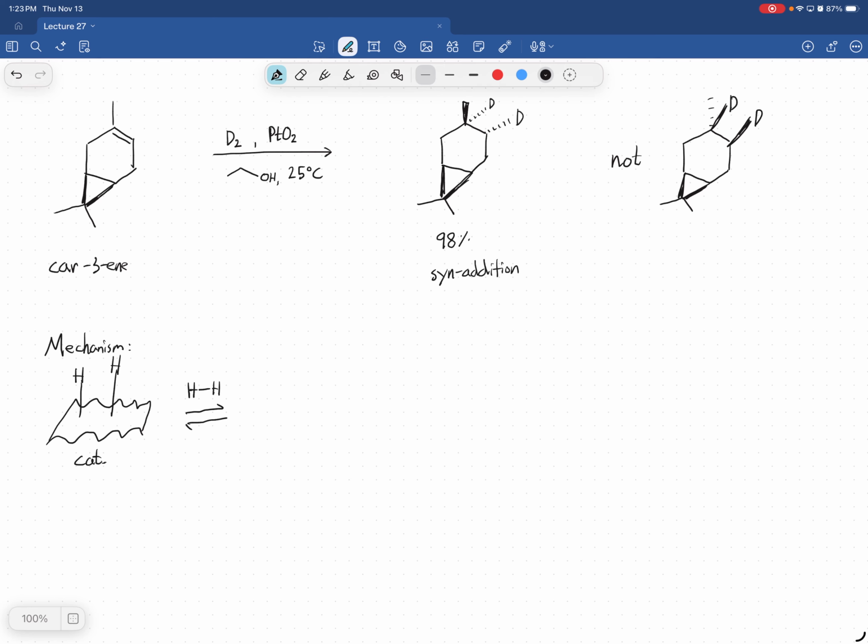Sorry, let me go back. Let's draw a different picture because this won't make sense. So the hydrogen atoms are right here. They are now chemically bonded to the catalyst surface. H atoms bond to metal atoms.